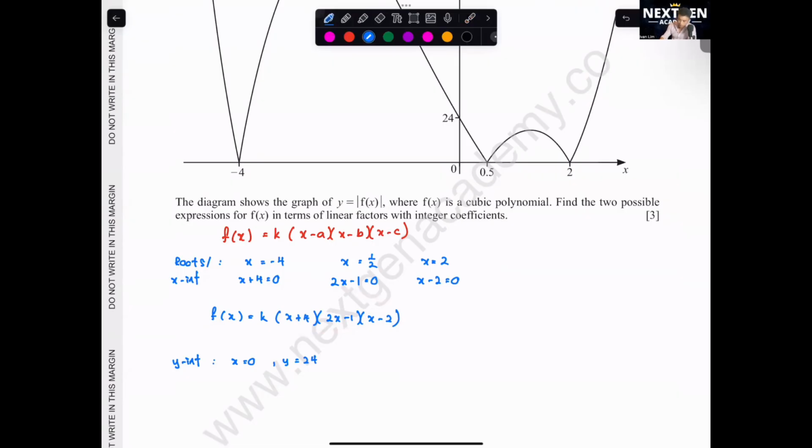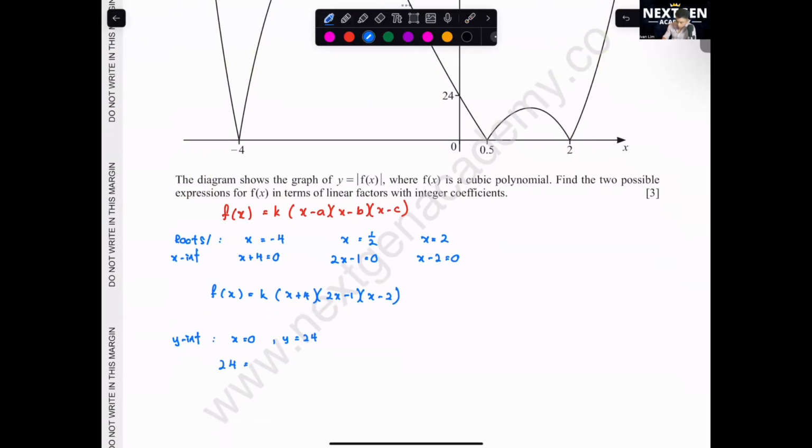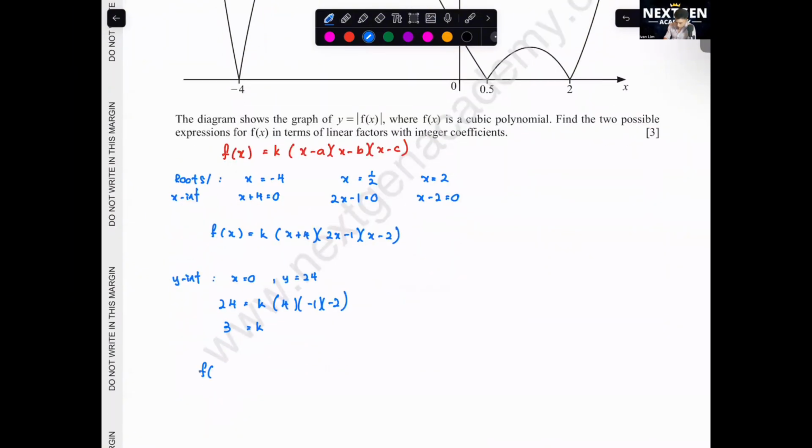Okay, so here it will become 24 equals k. X will all be 0, so 0 plus 4 will be 4, minus 1, minus 2. Okay, you find the k value here. K is 24 divided by 4, divided by negative 1, divided by negative 2. We will get k equals 3. Okay, so here f(x) equals 3(x + 4)(2x - 1)(x - 2).